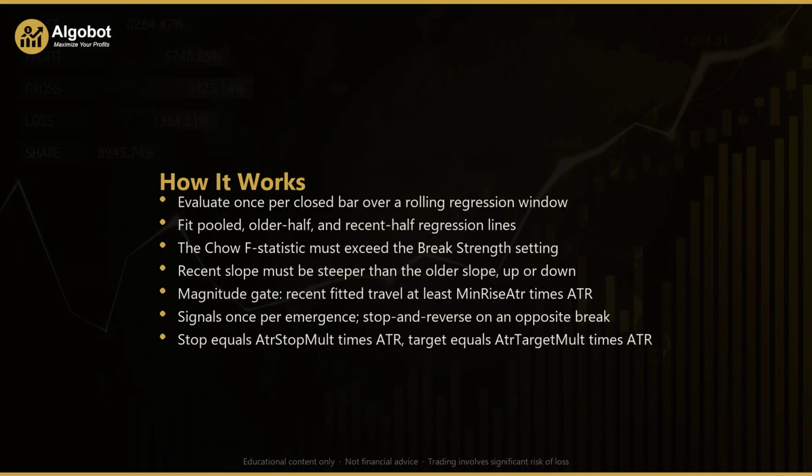Before any order goes out, a spread filter checks that the current spread is within the max spread points limit, keeping fills realistic. Risk is handled entirely through ATR. The protective stop is placed at the ATR stop multiple times ATR, and the target at the ATR target multiple times ATR. By default, that's 2 times ATR for the stop and 3.5 for the target, which frames a reward to risk of roughly 1.75 to 1. The position volume and a magic number round out the settings.